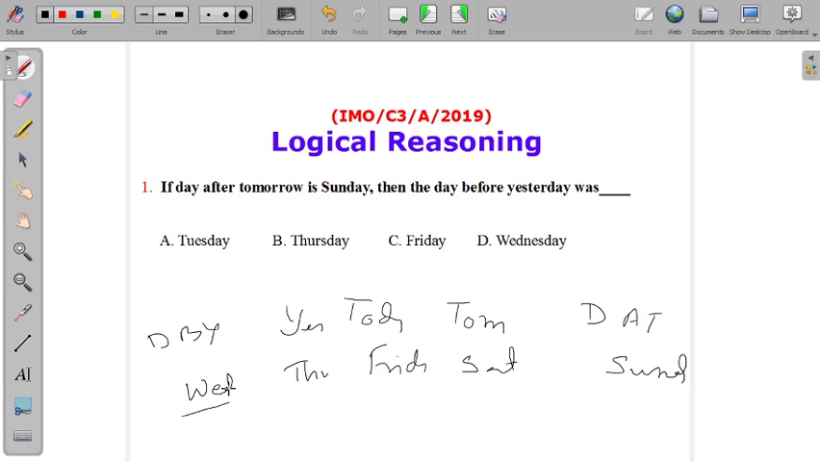The question asked for day before yesterday. So day before yesterday is Wednesday. So the first answer will be Wednesday. Very simple logic. Write this down in the rough space and check. You know the relationship between day before yesterday, yesterday, today, tomorrow, and day after tomorrow. Use that and get the answers.